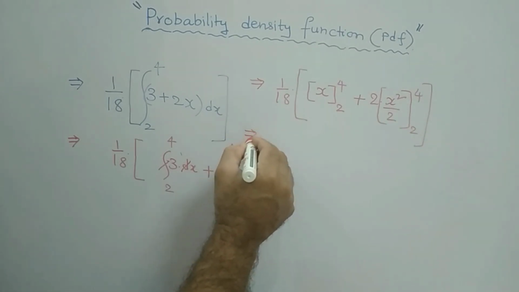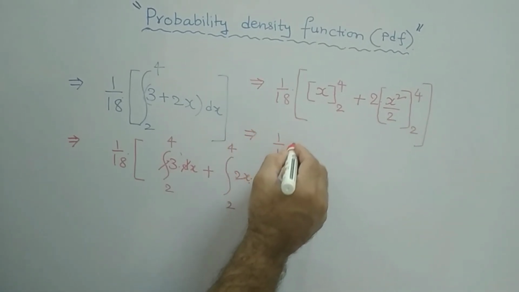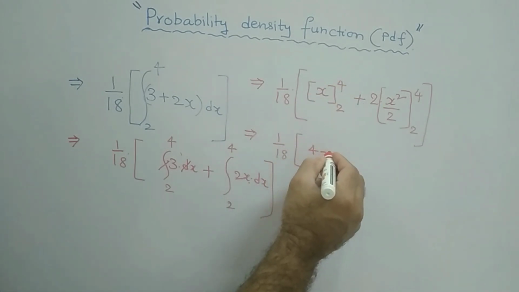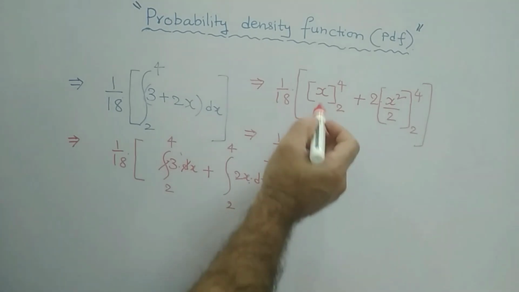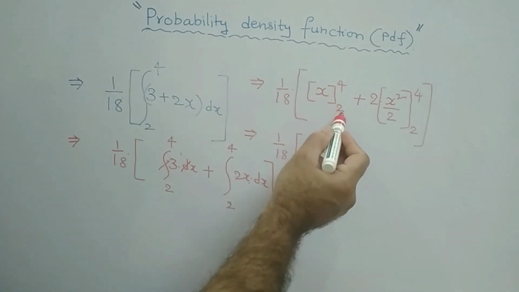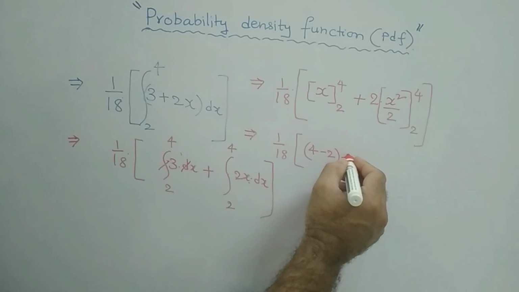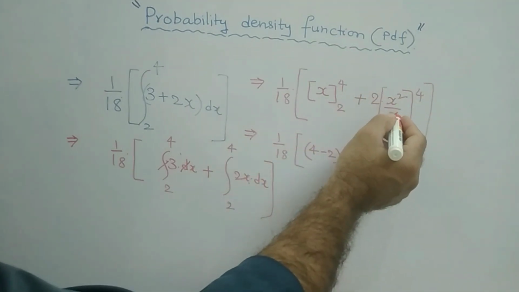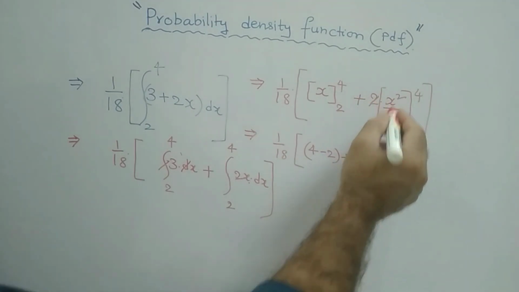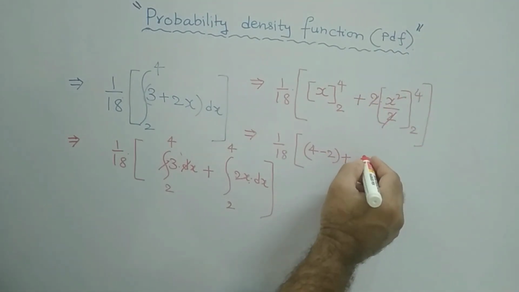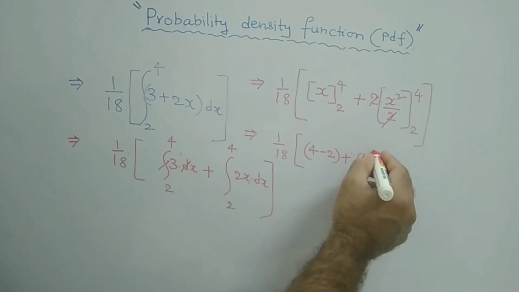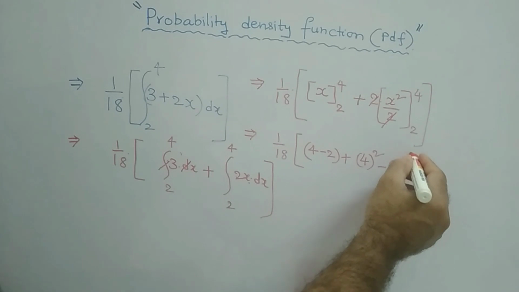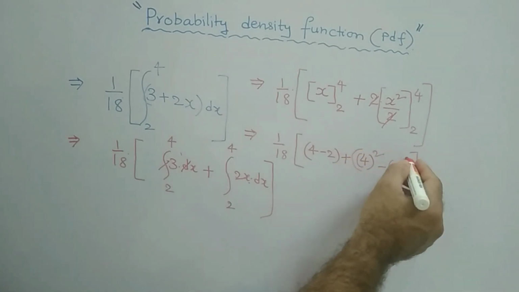This implies 1 by 18. Right? So what is the upper limit? You must substitute as upper limit minus lower limit. Clear? So first, upper limit minus lower limit: 4 minus 2. That's it. Plus, it is x square by 2, which means you can cancel out these two also. You will get only x square. In the x place you substitute 4, so it is 4 square minus 2 square, upper limit square minus lower limit square. That's it. All of this is in a bracket.